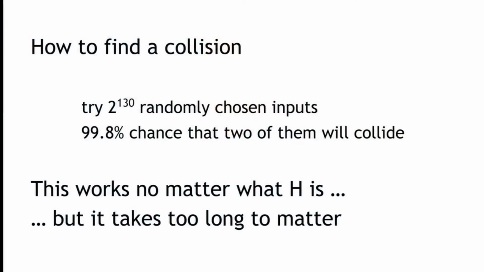Okay, now to make things even worse, I said that it has to be impossible to find a collision. Let me tell you how to find a collision, because there's a method that's guaranteed to work. And the method works like this: we're going to pick 2 to the 130 randomly chosen inputs over on the left cloud of that previous diagram. And if we pick those 2 to the 130 randomly chosen inputs, it turns out there's a 99.8% chance that at least 2 of them are going to collide. And so this is a very simple method for finding a collision.